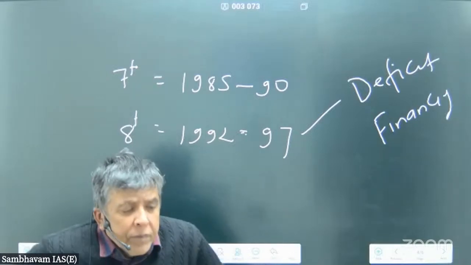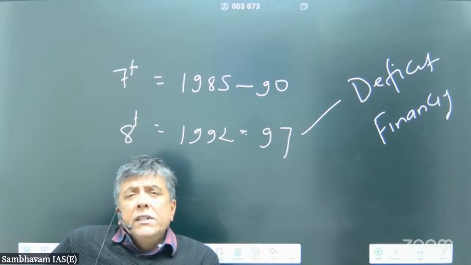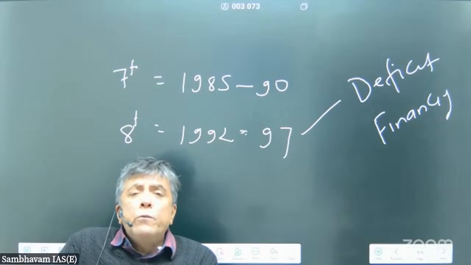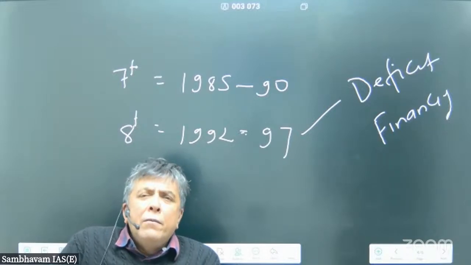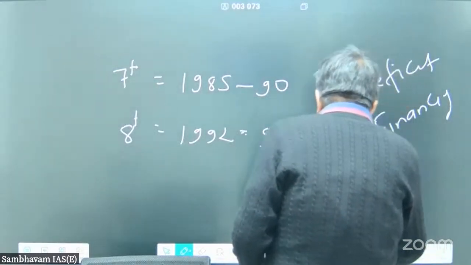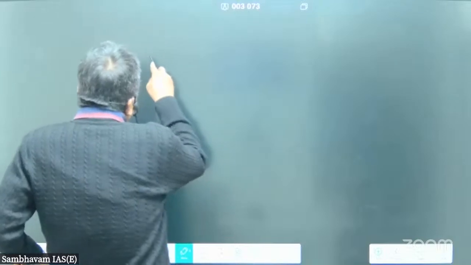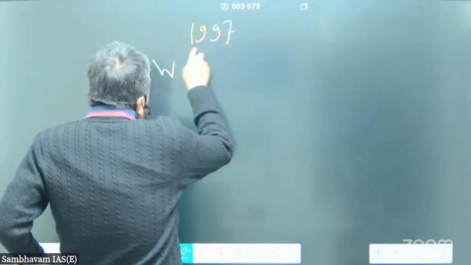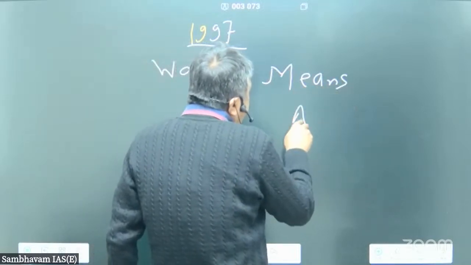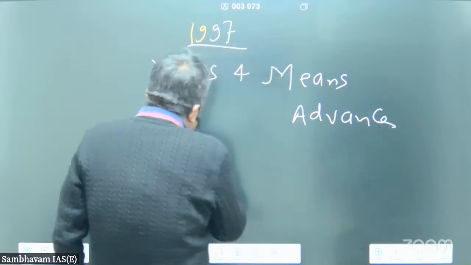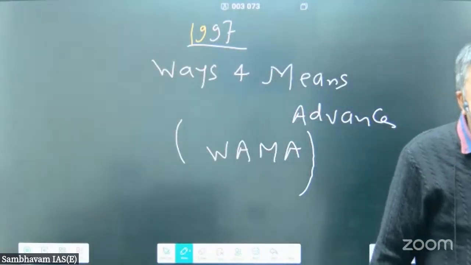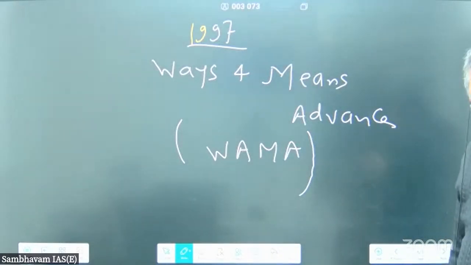Now come to 1997. Deficit financing policy was given up. It means the ad hoc treasury bill was scrapped, but it doesn't mean that RBI is no longer the banker of the government. RBI is still the banker of the government. Deficit financing policy was replaced by one new policy called ways and means advances, 1997, and this policy is still there.